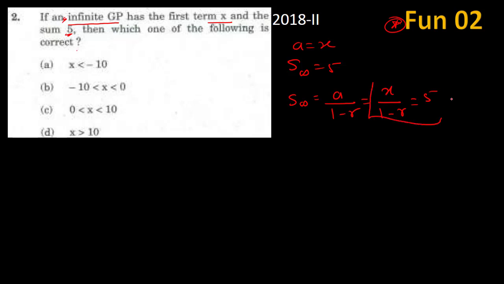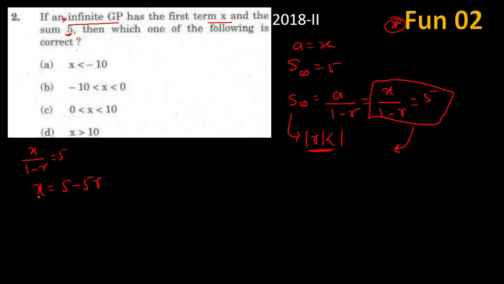This they have given. The options are given in terms of x, so let's try to get x. And the sum to infinity is always for mod R less than 1. The sum to infinity is possible only when mod R is less than 1. Let's open this: x by (1 minus R) is equal to 5. Then x is equal to 5 minus 5R.